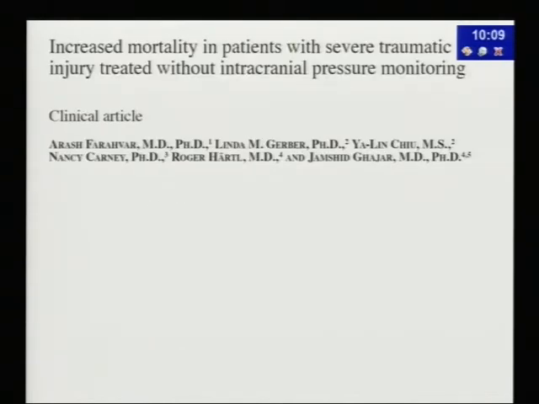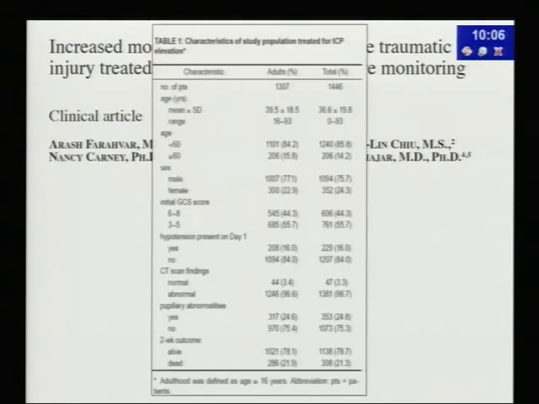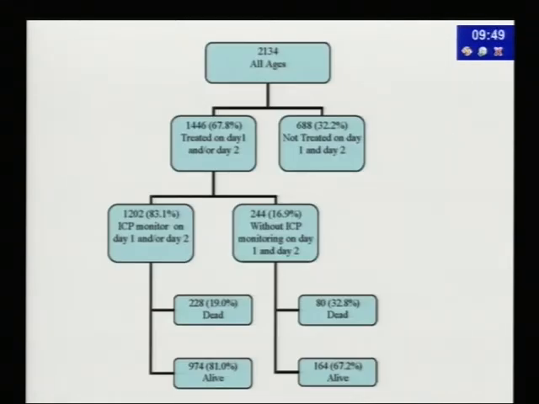Another article by folks from New York State looked at different patients who either received monitoring or didn't, adults and children. I'm a pediatric person, so I have a soft spot for this kind of thing, but this was 1,300 to 1,400 patients, both adults and children. About 1,200 patients had an ICP monitor placed on day one or two, and they had a 19% mortality rate. Of the 244 patients that did not have a monitor placed, with the same criteria, they had a 32% mortality rate. So again, to me, this argues that there is a beneficial effect to monitoring patients.